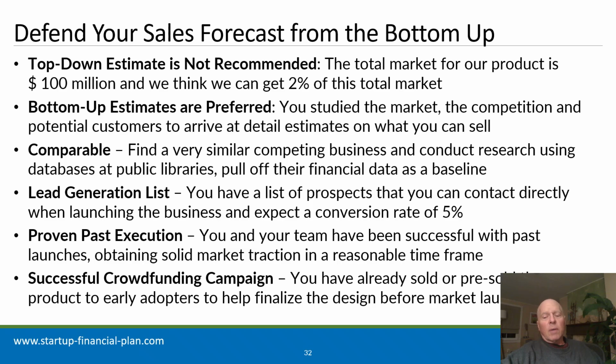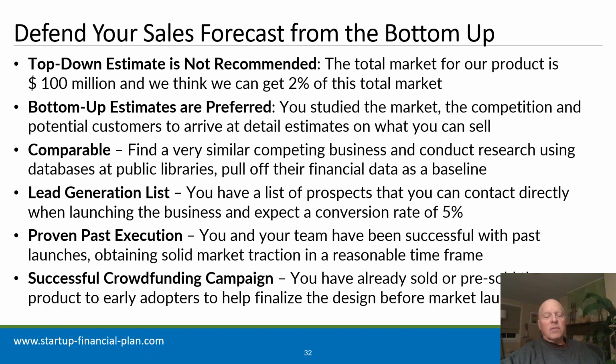And if you're having trouble with that, look at similar businesses that compete with you. For example, you can go to the public library and get access to financial databases that give you this information. Or maybe you have a really good lead generation list that's already prepared of prospects, and in your industry, the conversion rate's about 5%. Or maybe you have a really good team and experience where you've executed in the past. These are strong selling points to defend your sales forecast.